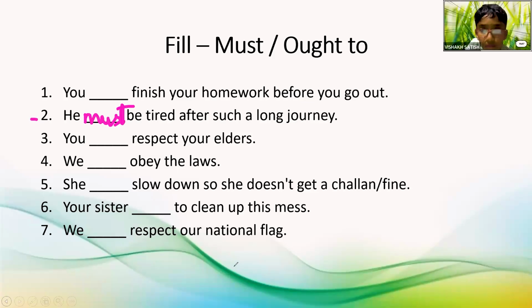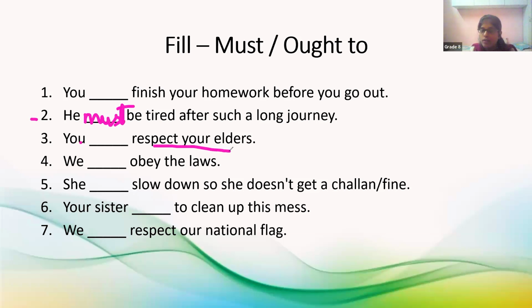You must respect your... You must, ought to. Just now Bhavesh had made it clear. You ought to respect. See, must is also possible, ought to is also possible, but this is moral. So for moral, go for ought to.